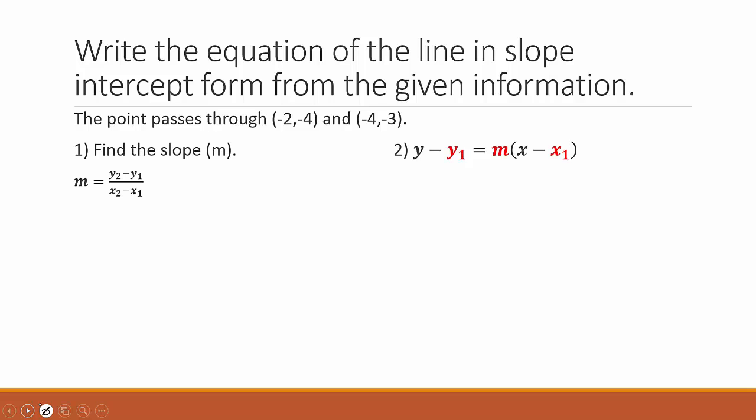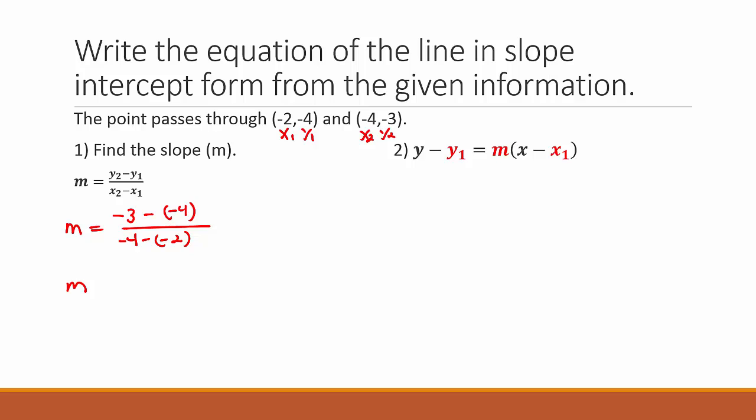Well, again, we're given 2 points, so the first thing that we must find is the slope of this particular line by using our slope formula. So let's label our coordinates. The slope formula: the difference of the y coordinates, negative 3 minus negative 4, over the difference of the x coordinates, negative 4 minus negative 2.